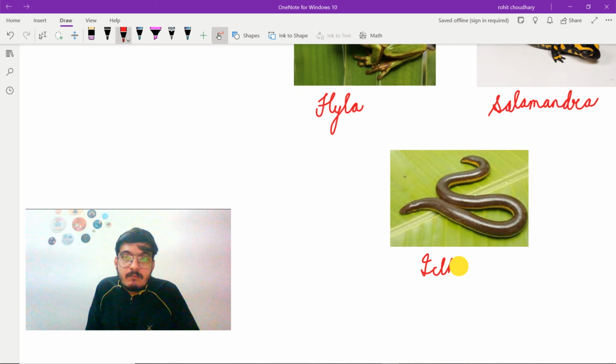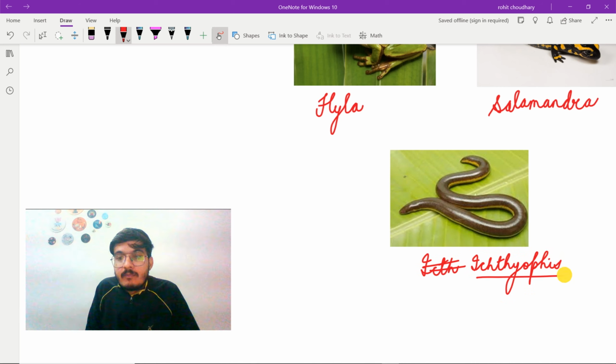And the last picture is of Ichthyophis. This Ichthyophis is a blind worm, also known as limbless amphibian. The dermal scales are embedded in the skin, and the female shows parental care by carefully coiling her body around the eggs till they hatch.